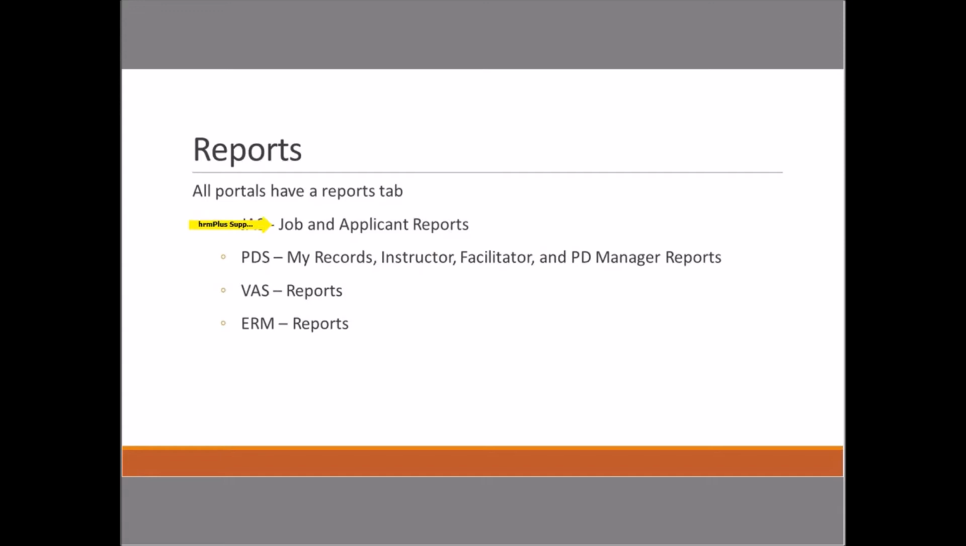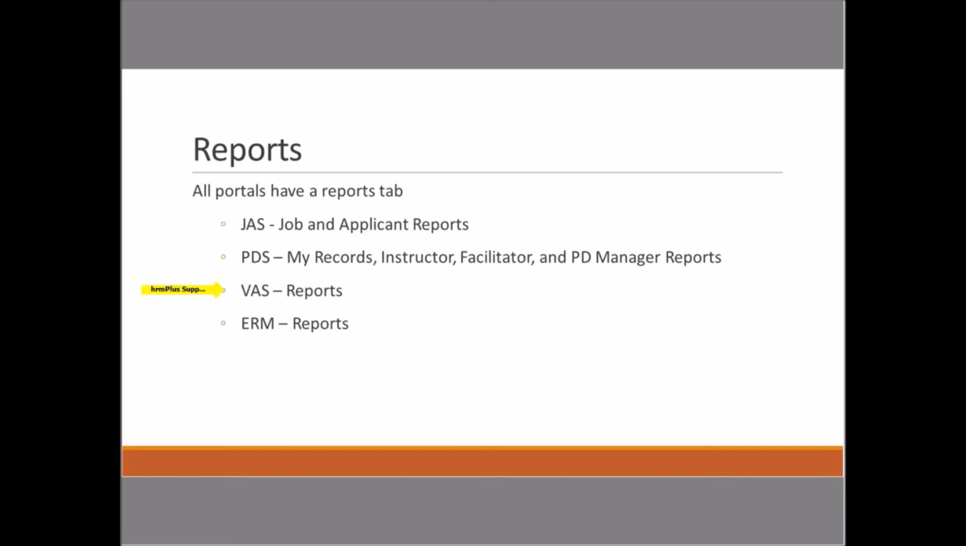The jobs menu is only available to HR, while you can give the applicant menu access to your hiring managers. And in ProDev, there are four different report menus. There's one for individual employees to pull their transcripts. Instructors and facilitators have their own reports menu for pulling sign-in sheets for their courses, reviewing their evaluation data, and seeing who's signed up for their courses. And then, of course, the PD manager has all those reports and then some under their report menu.